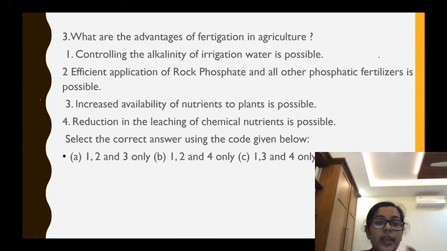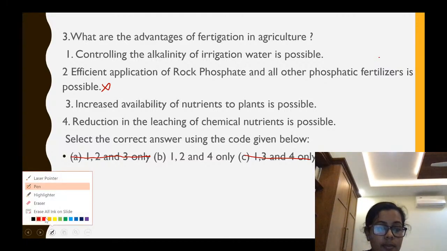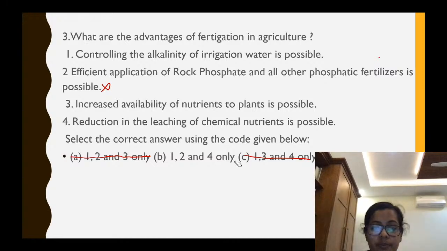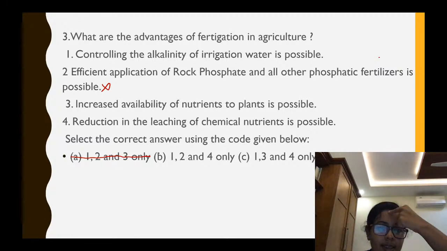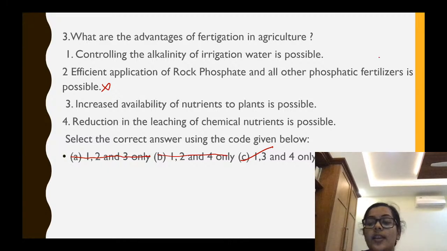So what you do is eliminate the statements with "all". Those statements are deleted. You can directly eliminate it. Simple funda. Always get the answer keys. Like, you can eliminate this, and you can go for C and D.